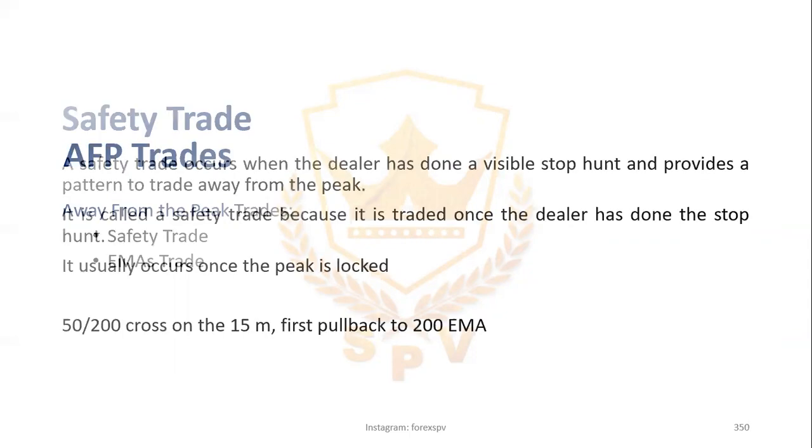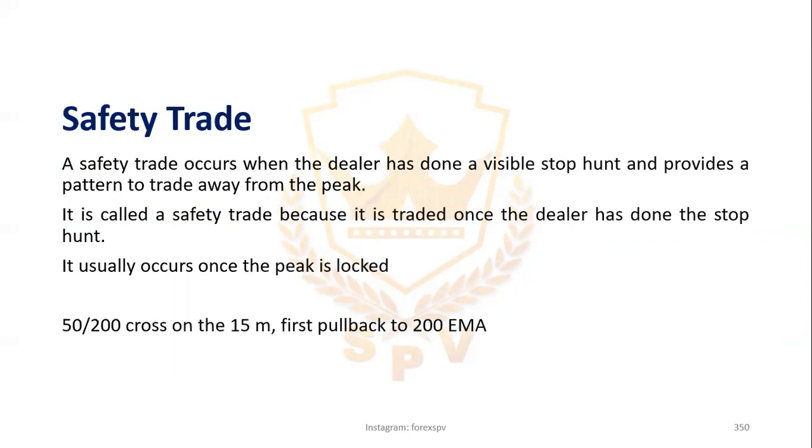Now we'll be talking of the safety trade and the EMA trades basically here. Now let's talk of the safety trade. A safety trade occurs when the dealer has done a visible stop point and provides a pattern for us to trade away from the peak. It's called a safety trade because we usually trade it once the dealer has done the stop point. So it's very safe for us because the dealer has given us what we are looking for.